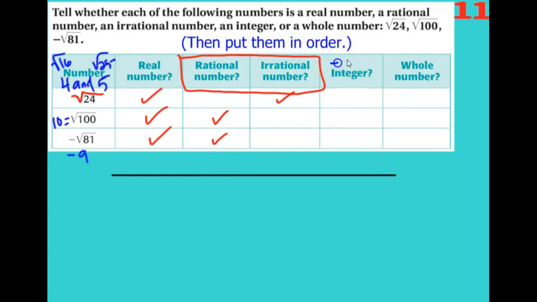Integers, these are ones on our number line, negative or positive. Well, 10 and negative 9 would both be on our number line, but some decimal between 4 and 5 would not. And then our whole numbers, counting positives by ones, just number 10. So our least is the negative square root of 81. Then a number between 4 and 5 would be smaller than 10, so square root of 24. And last, square root of 100.